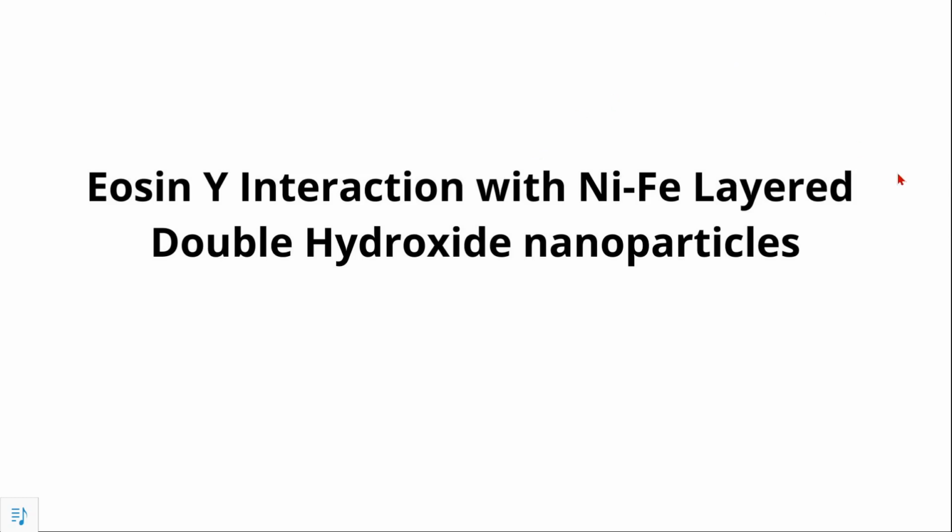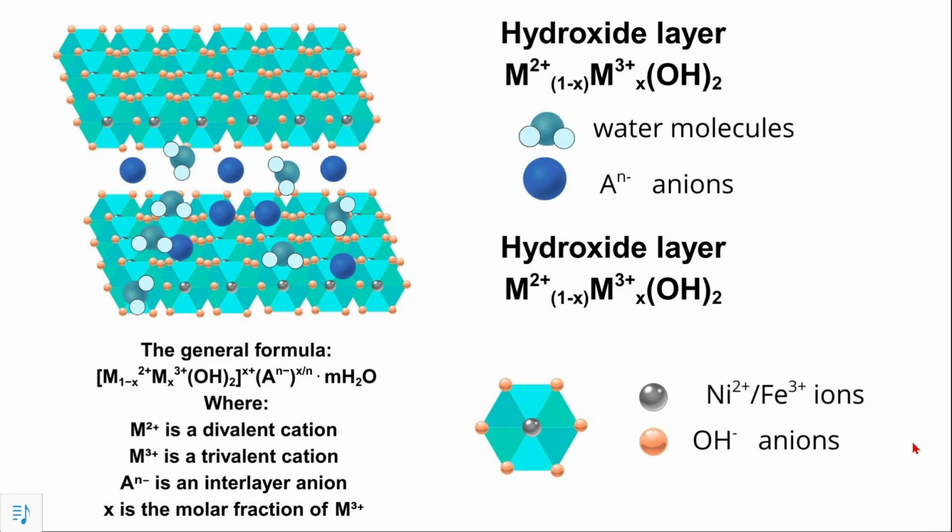Azine Y interaction with nickel-ferrum layered double hydroxide nanoparticles. Layered double hydroxides are materials structurally related to brucite, where some of the divalent metal cations are substituted by trivalent cations, resulting in a positively charged layer. This charge is balanced by anions in interlayer space along with water molecules.